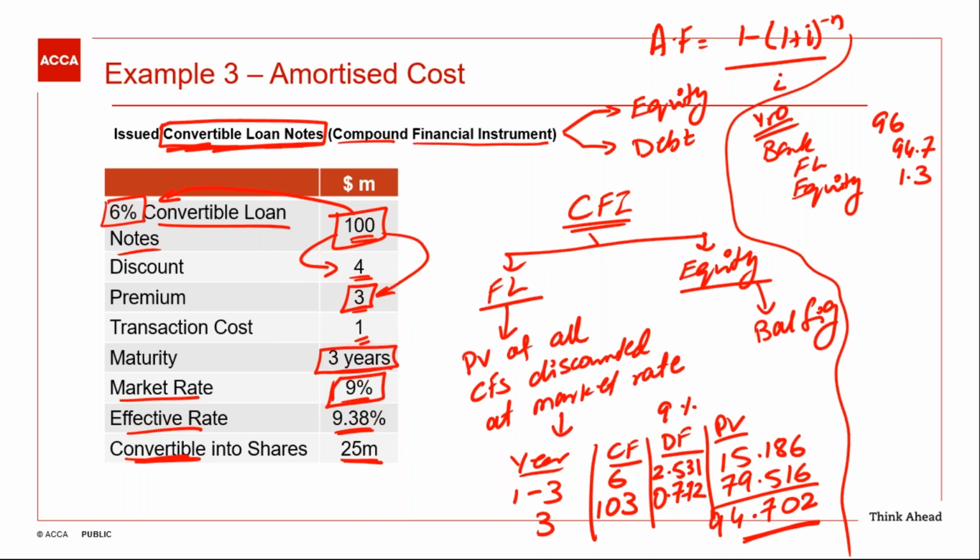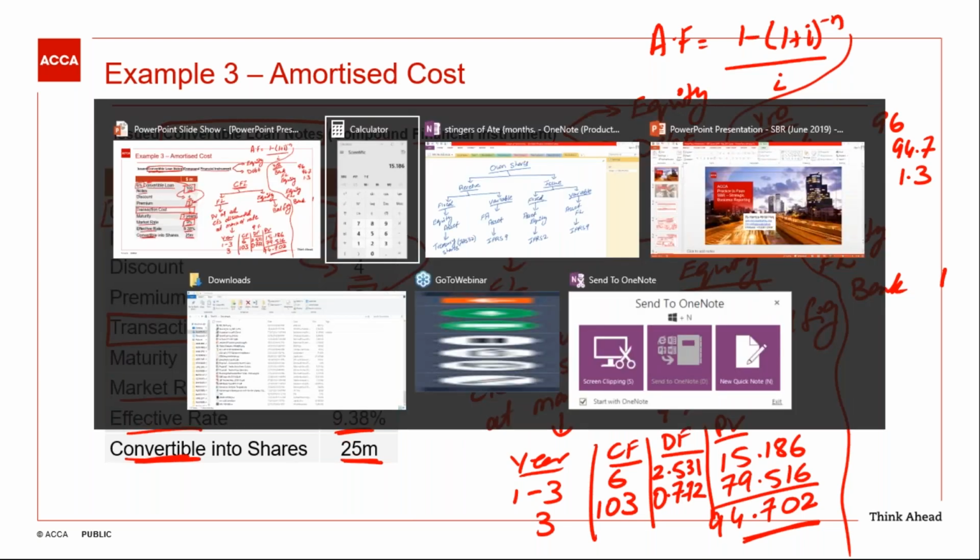Now on the same date, we have to do one more thing, the entry for the transaction cost, which was $1 million. So we are going to credit the bank by $1 million, and the transaction cost will be allocated to both the financial liability and the equity. Now, how much out of one relates to liability and equity? The answer is that we need to break this proportionately between the liability and the equity.